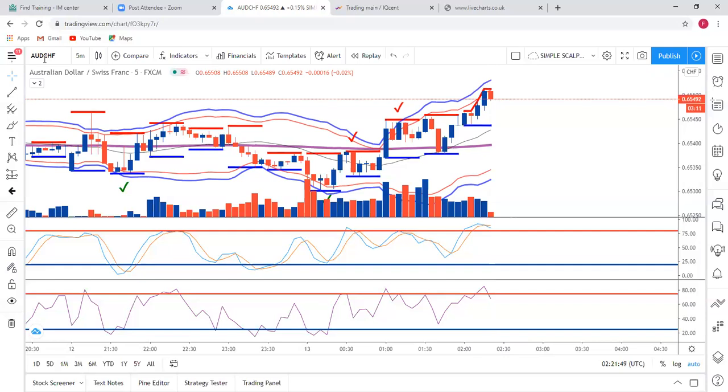If I want to buy, there's what we call the currency quotes. This is the first currency. AUD is the base currency. CHF is the quote currency. The base currency is the first currency. The quote currency is the second currency. What I tell my students is if the base currency is stronger than the quote currency, look for a buy opportunity.